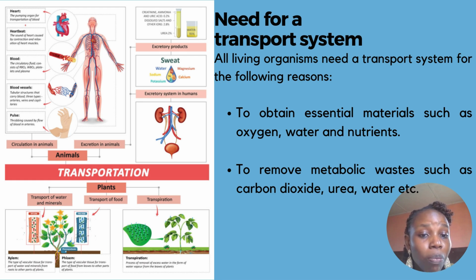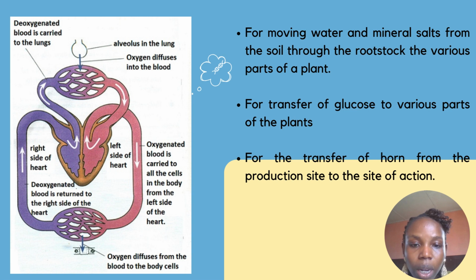Because when these metabolic wastes are not removed from the body, they become toxins, they become poison in the body of an organism, and it can affect the normal functioning of the body. Now, another reason is for moving water and useful materials to the soil through the roots and other parts of the plants. Do not say, "Oh, transportation is only needed in animals."